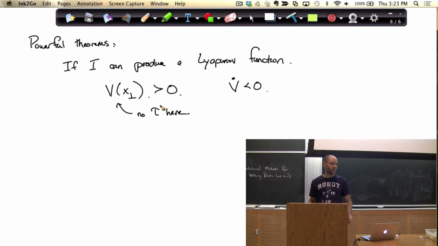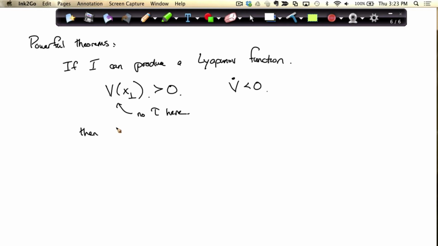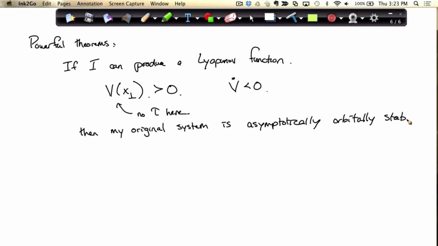Okay. In this case, it's exponential, or it's asymptotically orbitally stable. So specifically, if I defined x perp to be this metric that I was talking about before, then I'm going to have orbital stability. If you remember, limit cycle stability, orbital stability, meant that that went to zero.